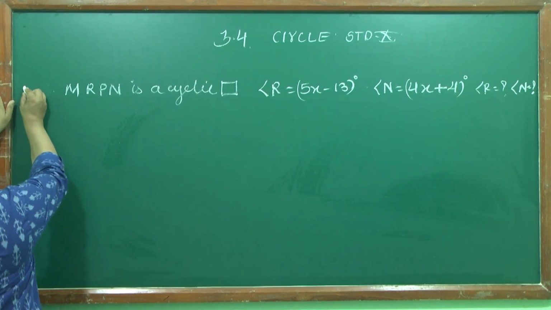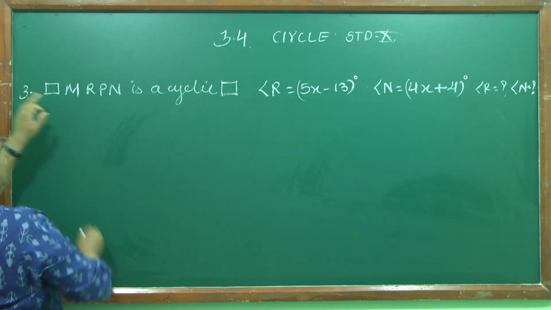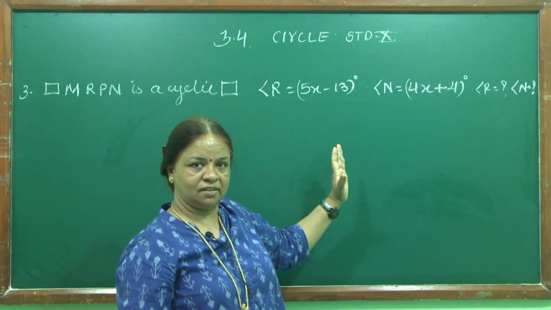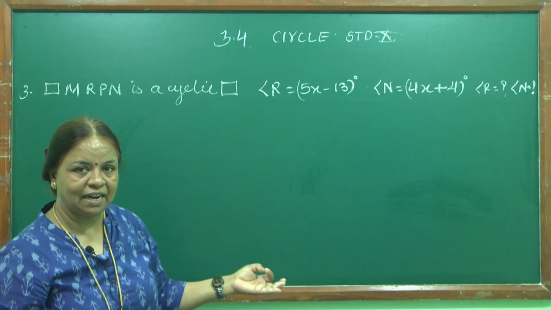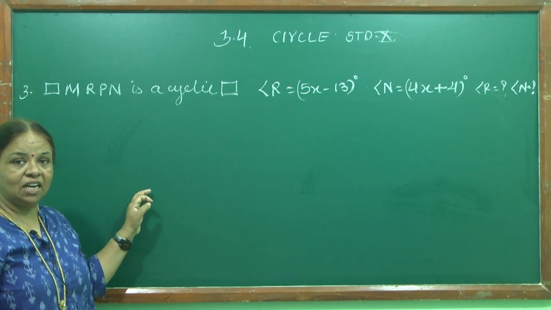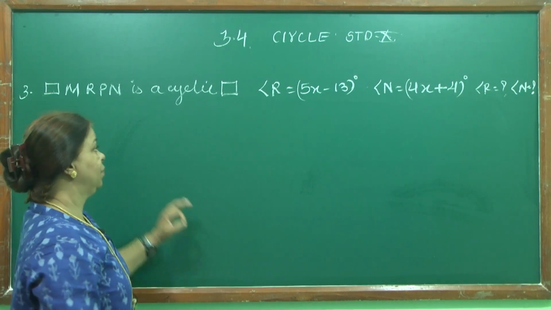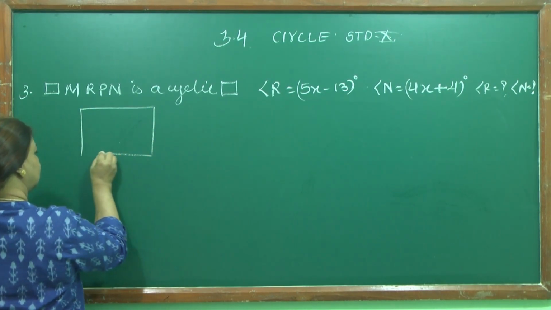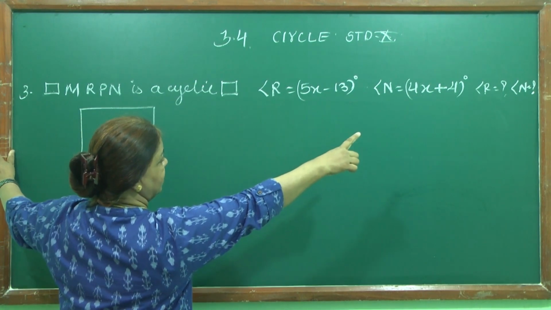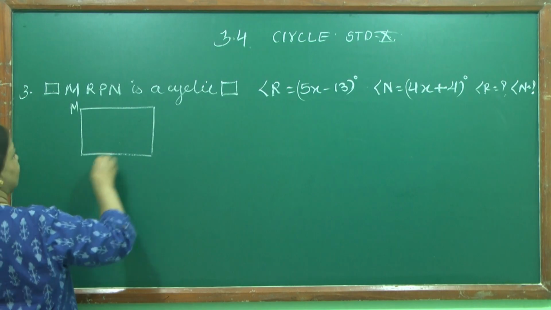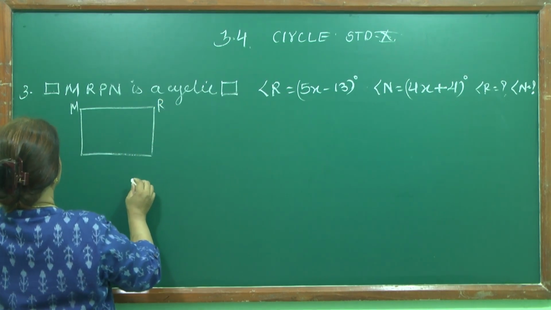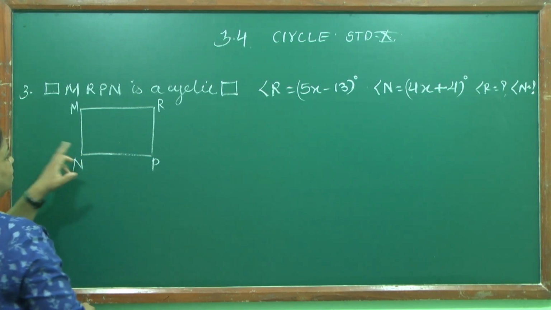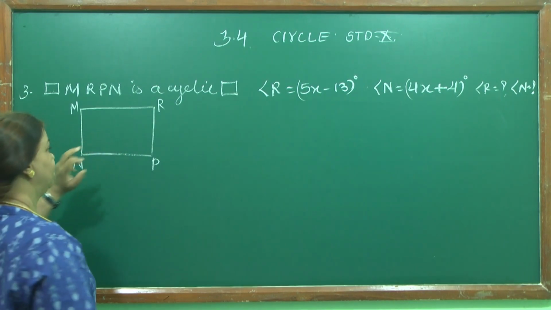Here it is given that quadrilateral MRPN is a cyclic quadrilateral. If it is a cyclic quadrilateral, you know the property of cyclic quadrilateral, that the opposite angles of a cyclic quadrilateral are supplementary. And here, if I draw the quadrilateral, we want to find out R and N. If it is M, R, P and this is N. This is the figure.